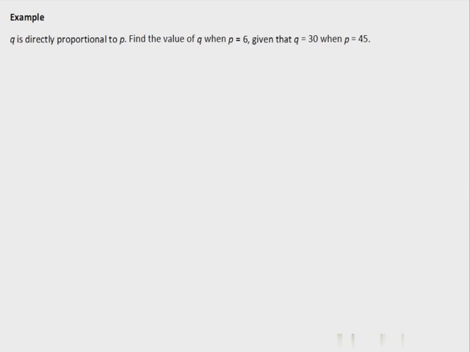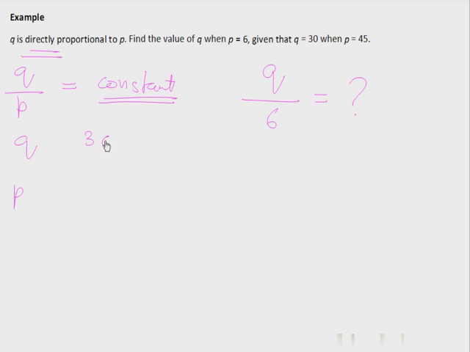Let's see an example. Q is directly proportional to P. So directly proportional means Q upon P is a constant. Once I have that constant, I can always figure out Q from P and P from Q. Find the value of q when p is 6, given that q is 30 when p is 45. So I'm told that q and p are 30 and 45, find q when p is 6.